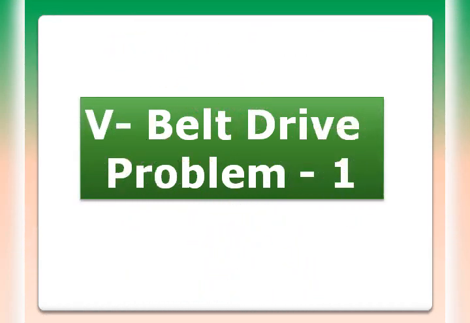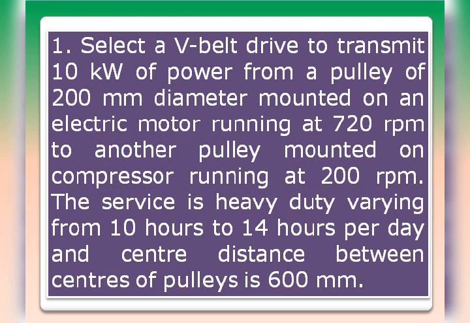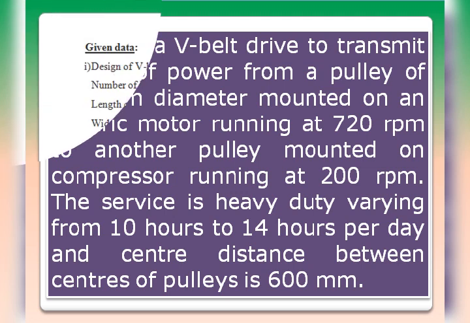Now we'll solve a problem on V-belt drive. The problem statement is like this. Select a V-belt drive to transmit 10 kilowatt of power from a pulley of 200 diameter mounted on an electric motor running at 720 rpm to another pulley mounted on a compressor running at 200 rpm. The service is heavy duty varying from 10 hours to 14 hours per day and the center distance between centers of pulleys is 600 mm. This is the given problem.